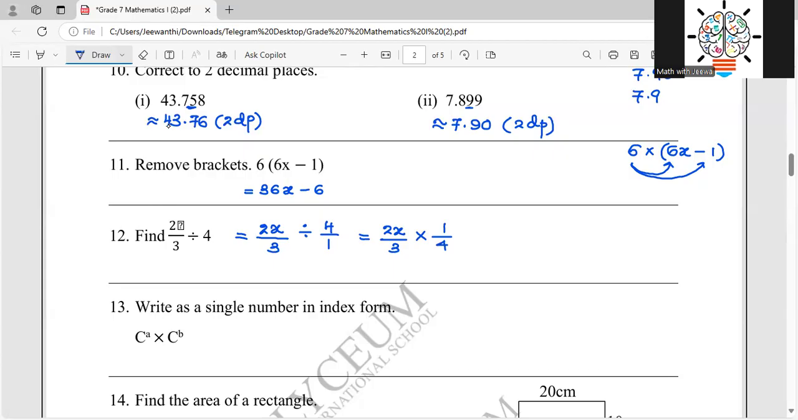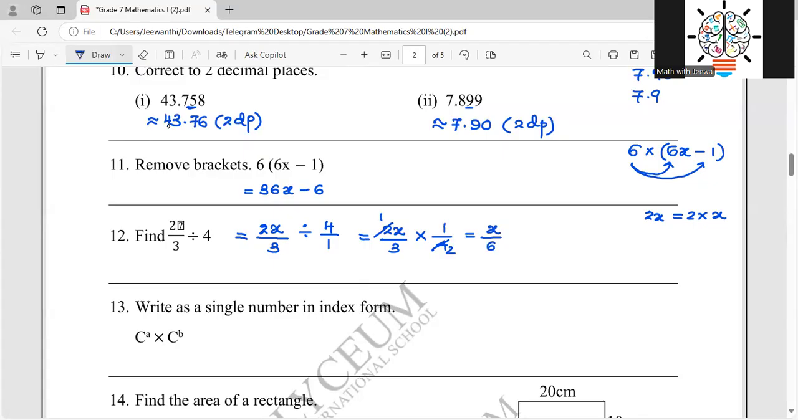Right? So then when you have 2x, what does that mean? 2 times x. And this 2, you can cancel with 2 times 1 and 2 times 2. So then you can write 1 times x, x times 1, x. And 3 times 2, 6, like this.